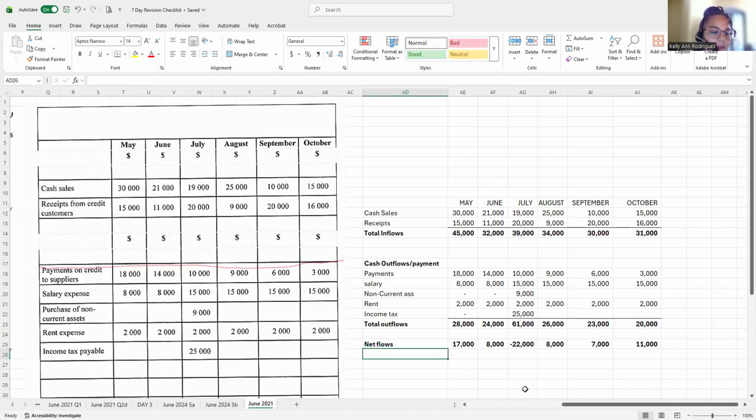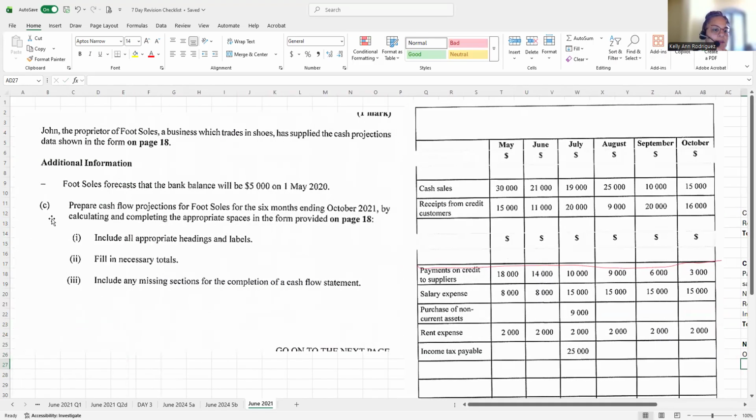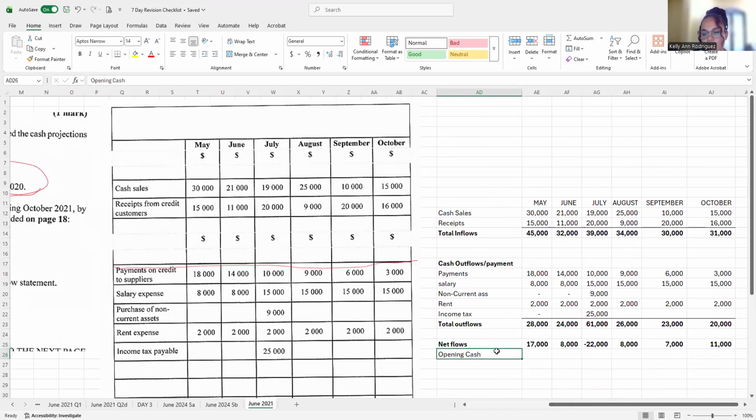So did we have any opening balance? Did they start off with any cash? Let's see if they start off with any cash. Foot Soul forecast that the bank balance will be 5,000 on the 1st of May 2000. So they did start off with a cash amount. 5,000 on the 1st of May they start off with. So that would have been an opening amount of cash. You don't have a business without some cash that you can start with, right? You must have a little bit of petty cash, or if you're bank overdrawn, you must have some type of cash, even if it's a negative cash. So you have 5,000 you're starting off with.